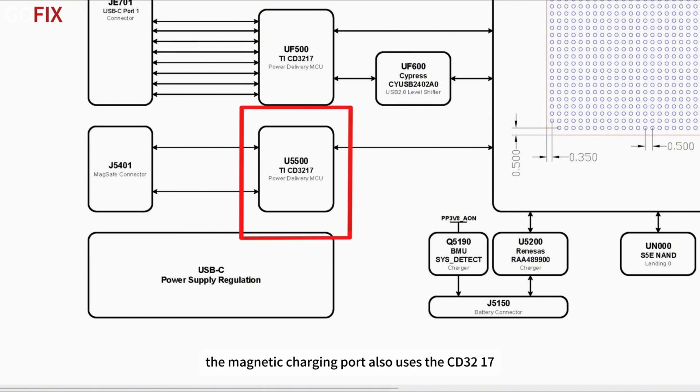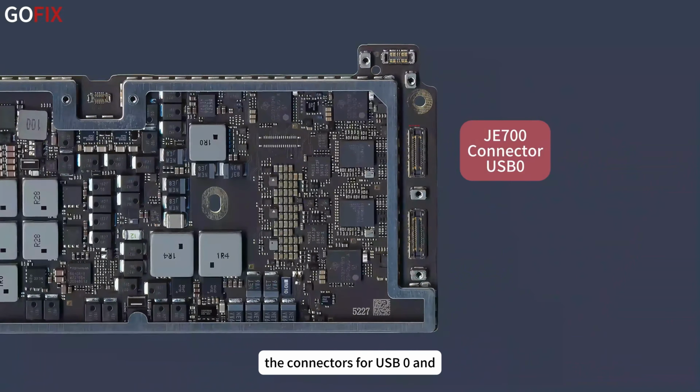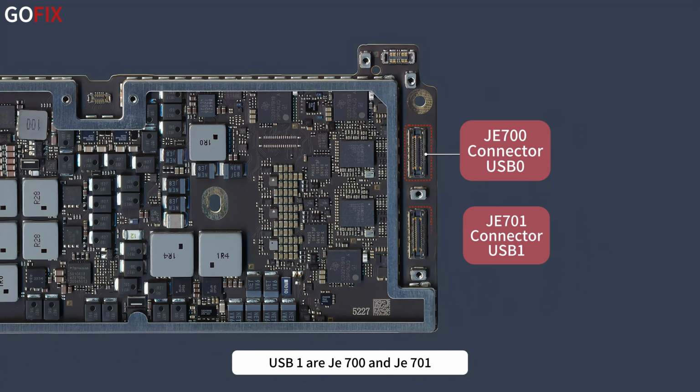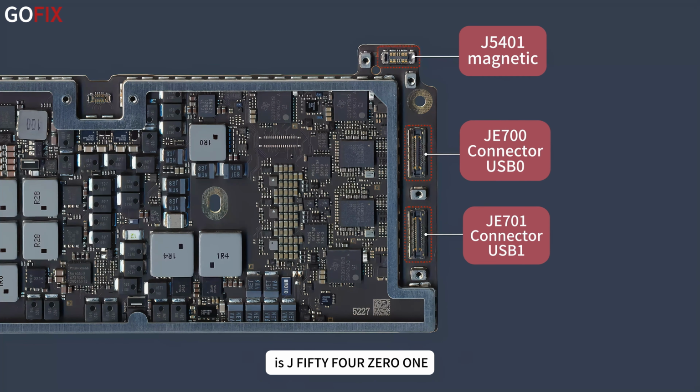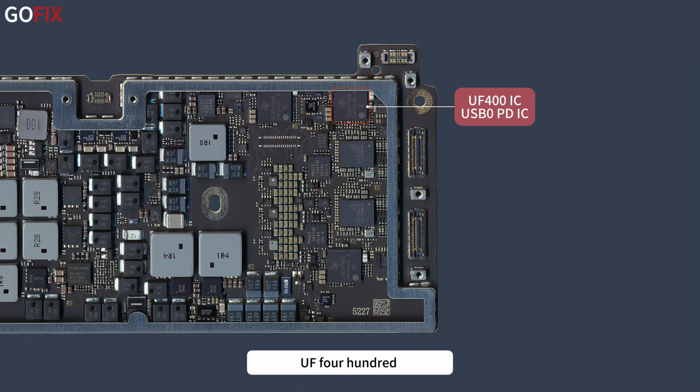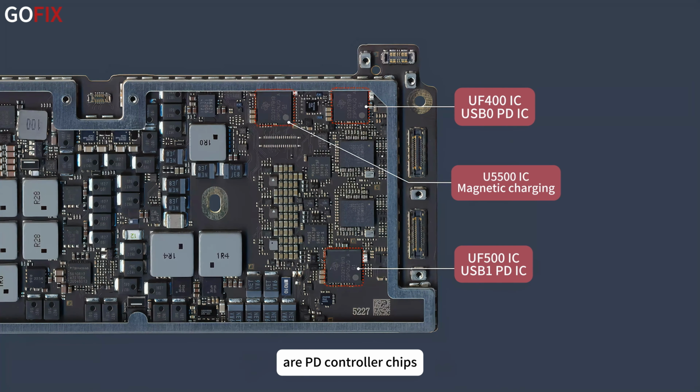The magnetic charging port also uses the CD3217 chip for power switching and management. The connectors for USB 0 and USB 1 are JE700 and JE701. The magnetic charging interface is J5401. UF400, UF500, and U5500 are PD controller chips. Please note that U5500 controls magnetic charging.